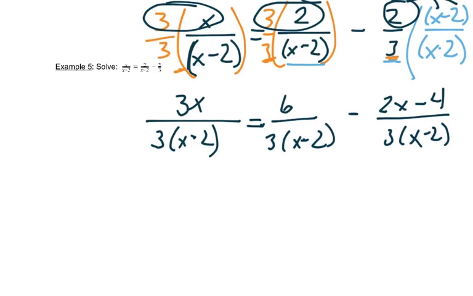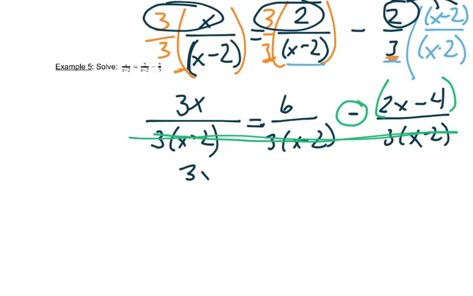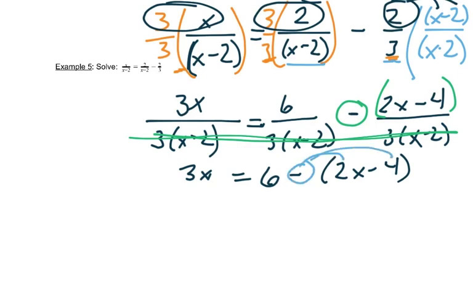And now, like we just said, those denominators all match, so I'm going to cross through them. There's this minus sign here, which means this has to be put in parentheses after it. So I get 3x equals 6 minus 2x minus 4. I'll distribute that minus.